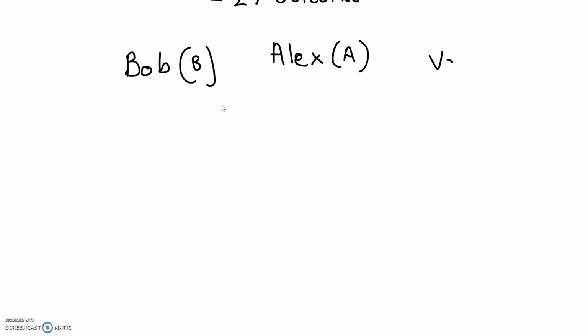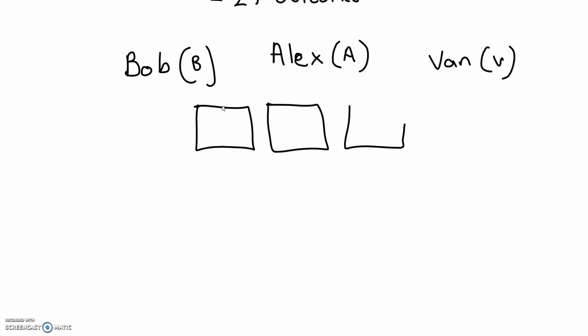And I'm going to call Van V. So these are the 3 friends. And we're going to try and work out the number of ways we can arrange these 3 people in a line. And so let's draw our boxes. In the first one, we've got 3 options.